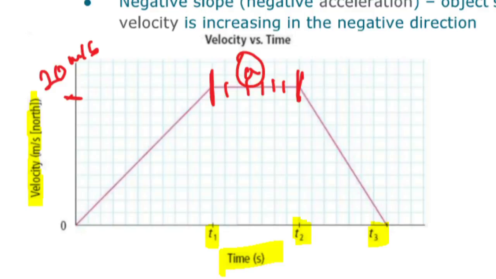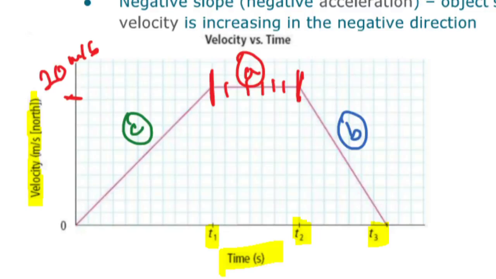Letter B asks for the acceleration being negative. So in what time interval did we have negative acceleration? We're looking for a negative slope. That's happening between 2 and 3. Positive slope is letter C. That's happening between 0 and 1.